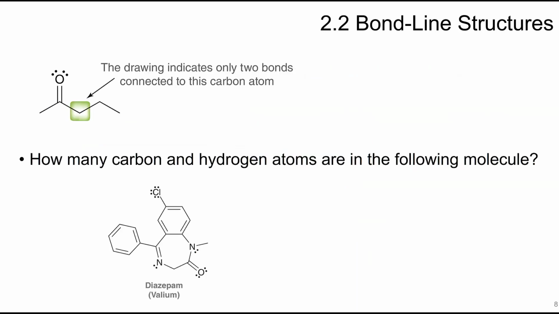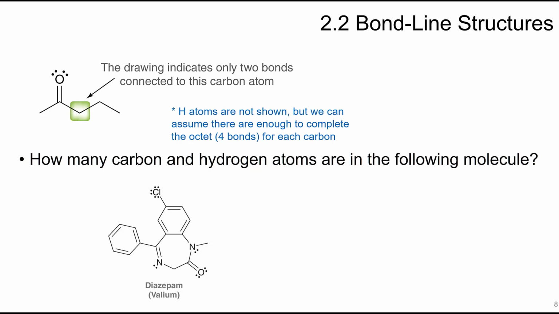The drawing that is shown here indicates only 2 bonds connected to this carbon atom, so that's how you can figure out how many hydrogens there are. So again, the hydrogen atoms are not shown, but we can assume that there's enough to complete the octet for 4 bonds for each carbon. This structure here actually looks like this if you draw out the hydrogens.